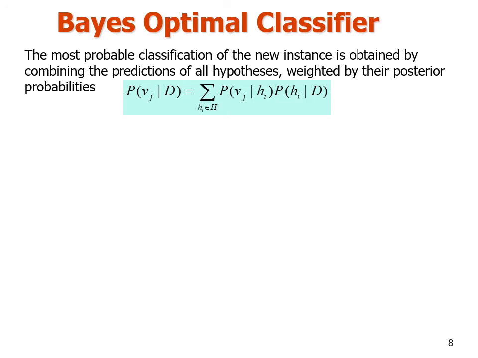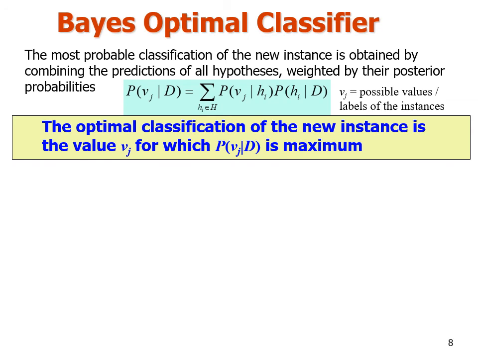What is Vj here? Vj is the possible value of a label and that belongs to some set V. So, for every possible value Vj, we are computing the probability of Vj given D. The optimal classification of the new instance is the value Vj for which probability of Vj given D is maximum.